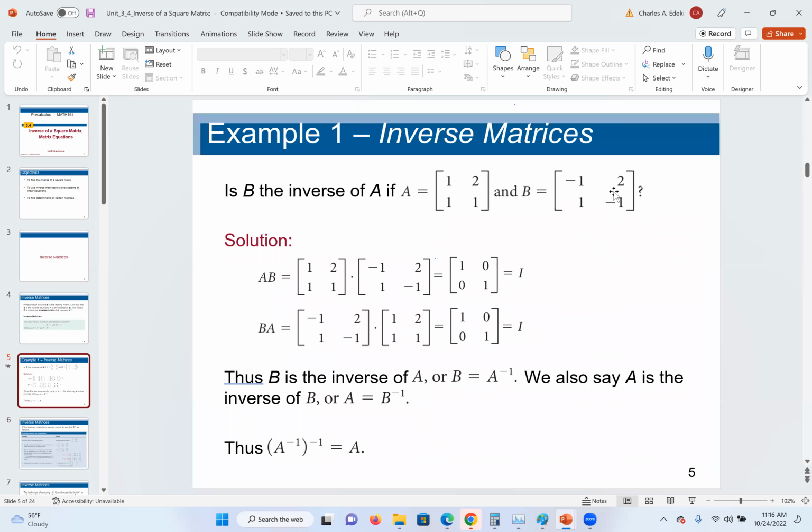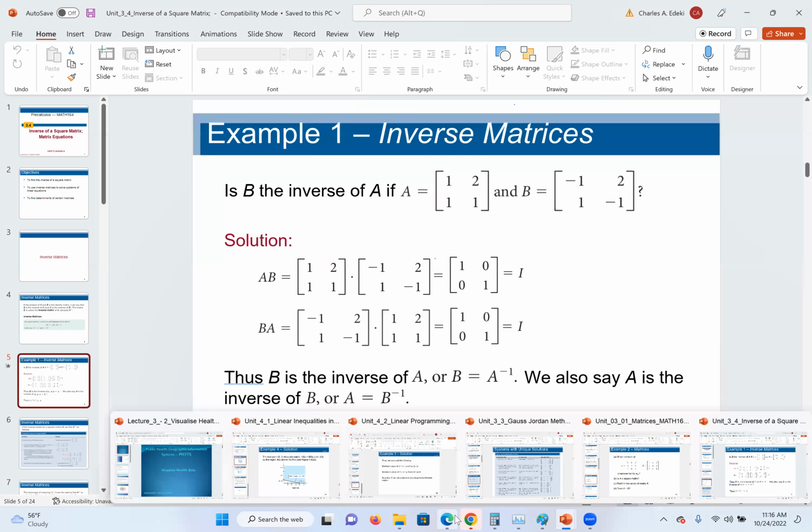But in your question, they give you the matrix A, and they give you another matrix, and they are asking if the other matrix is the inverse of the first matrix. If that's the case, multiply the 2 matrices. If your answer is identity, do it the opposite way also. If the answer is identity, then here we get identity for both answers. So we say A is the inverse of B, or B also is the inverse of A. So that's the solution for that question.